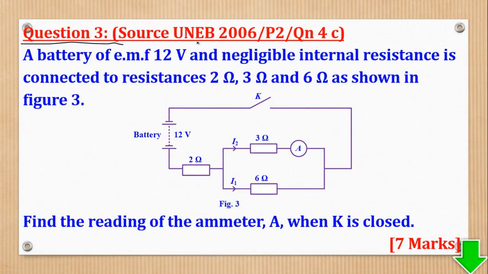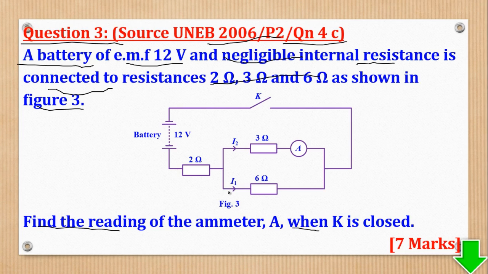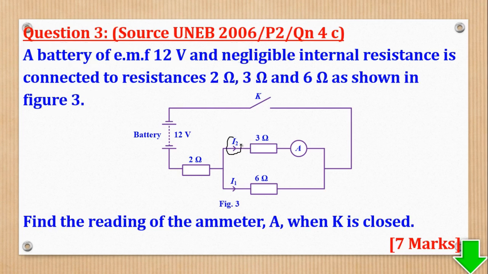Then question 3 came from UNEB 2006 part 2 question 4C and says a battery of EMF 12 volt and negligible internal resistance is connected to resistances, these ones, as shown in figure 3. Find the reading of the ammeter when K is closed. So the reading of the ammeter is the value of I2, so that's what we need to get.